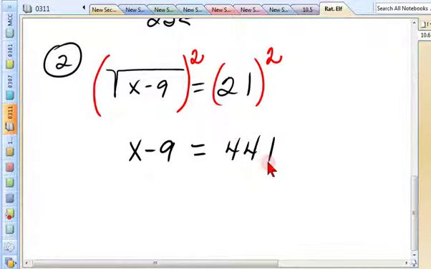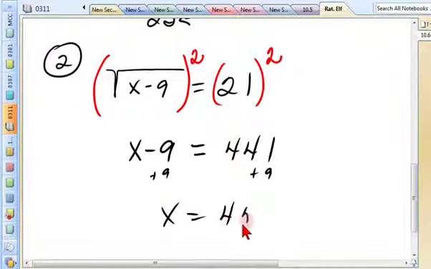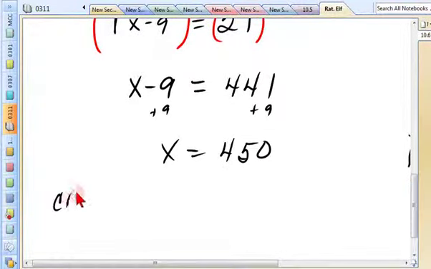441? Okay, thank you. I have a linear equation to solve now. Add 9 to both sides, and I get x is 450. Is everybody okay with that process? All right, let's check it because we need to check this thing.